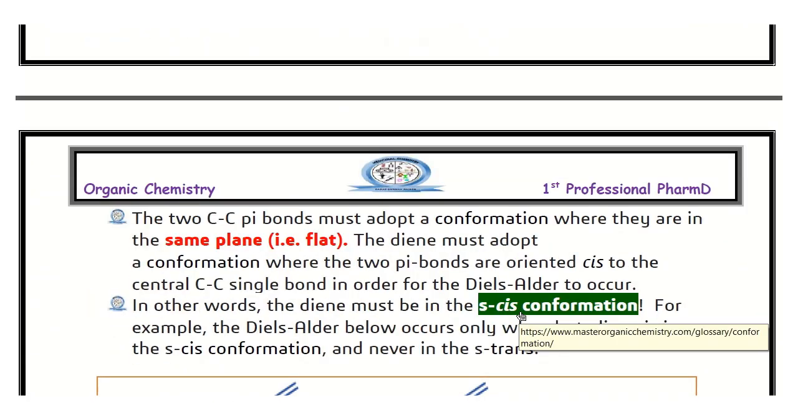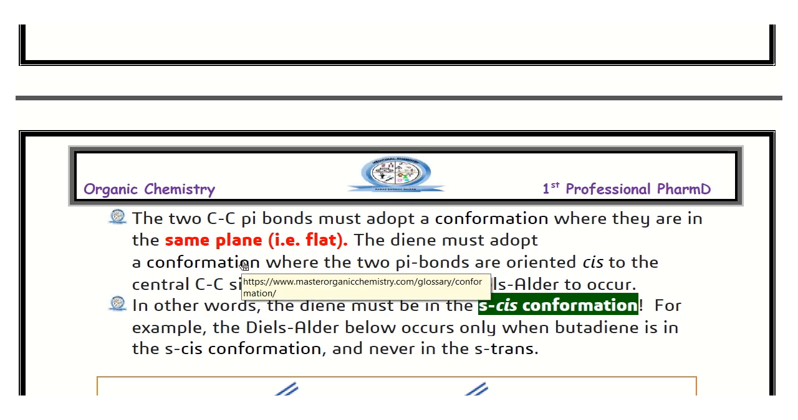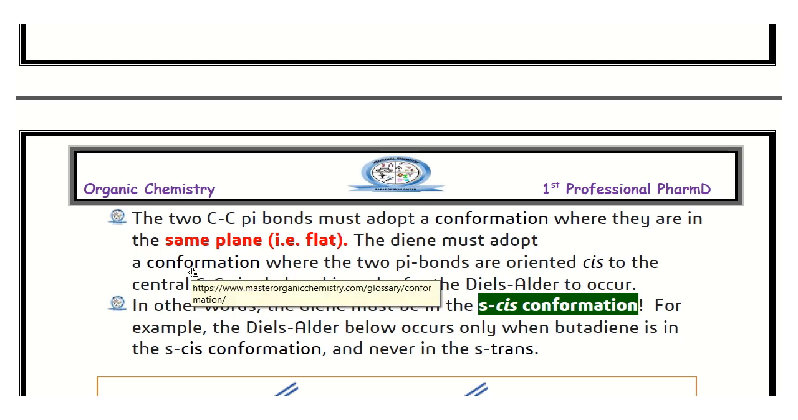So let's discuss why this condition is important, because the 2 carbon-carbon pi bonds that are going to be formed must adopt a conformation where they are in the same plane. It means the flat pattern. So our diene molecule must adopt such conformation that they are oriented in the cis conformation central to the sigma bond in the product in order to have the Diels-Alder reaction. So they must have the S-cis conformation, means they do not have the S-trans conformation.